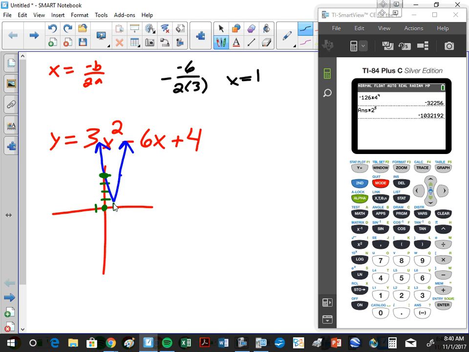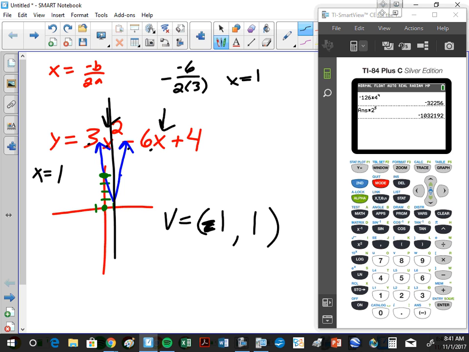Okay. So my vertex is 1 comma what? Well, plug 1 in. 3 times 1 squared is 3, minus 6 times 1. So 3 minus 6 is negative 3, plus 4 is 1. So the vertex is 1 comma 1. Where is the axis of symmetry? X equals 1. The line that cuts the parabola in half is x equals 1.